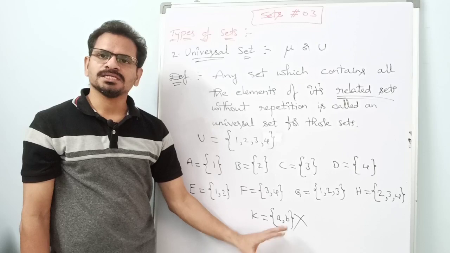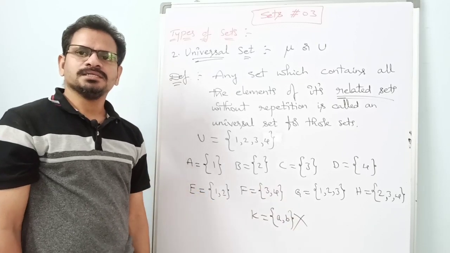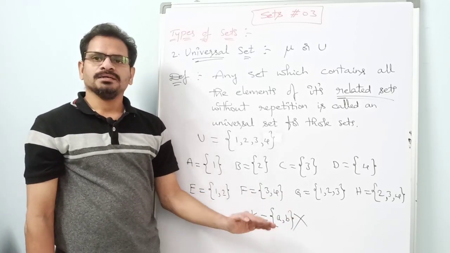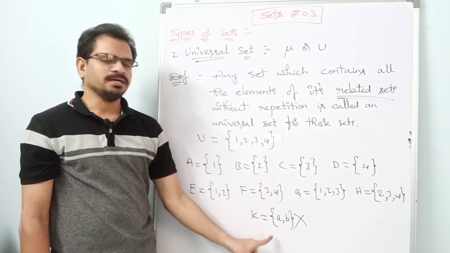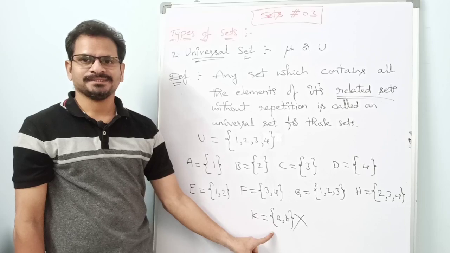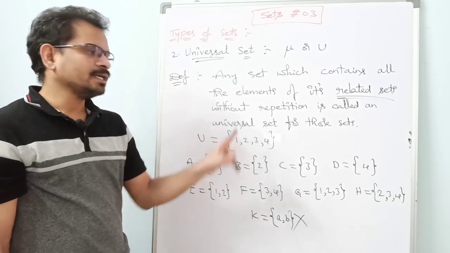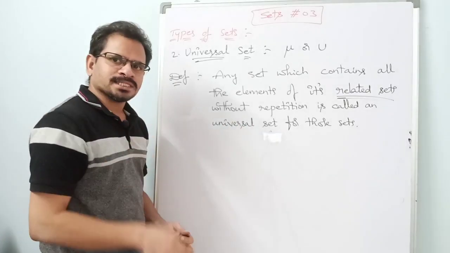And what about this one? This is not a related set. Therefore, this is not a universal set for this one. Got it? Yes. So I think you got a clear idea regarding a universal set. Yes. Let us take one more example.